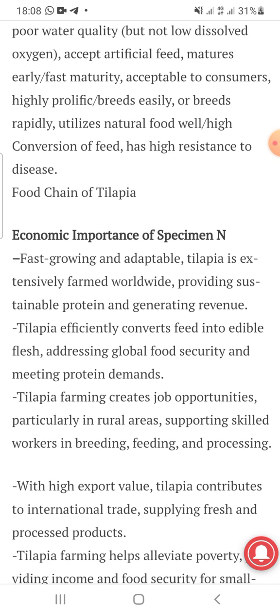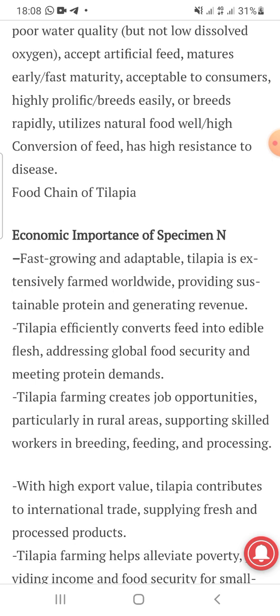Okay, now let's look at the economic importance of specimen N. Fast growing and adaptable, tilapia is extensively farmed worldwide, providing sustainable protein and generating revenue. Tilapia efficiently converts feed into edible flesh, addressing global food security and meeting protein demands.